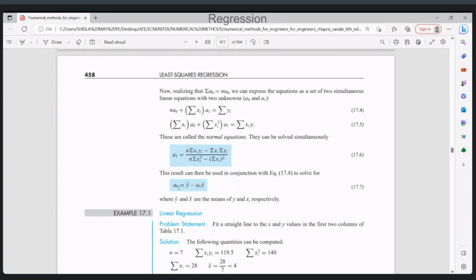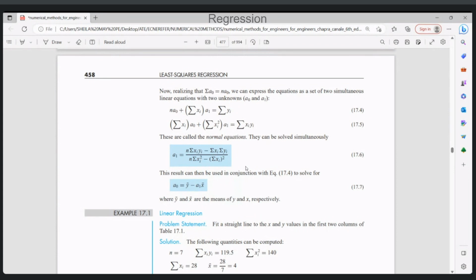Yes, ma'am. Okay, this result can then be used in conjunction with equation 17.4 to solve for a sub 0, which equals y bar, or y hat. In some sources it is called y barred, in others y hat, but I call it y barred, minus a sub 1 times x barred, where y barred and x barred are the means of y and x respectively.